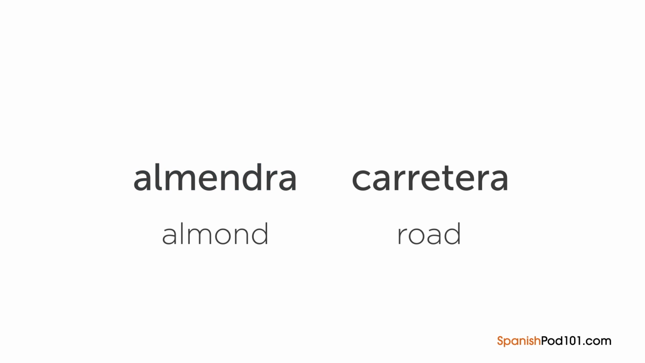Almendra. The word almendra, meaning almond, is pronounced al-men-dra. It's pronounced exactly the same as it's written. Almendra. The same thing happens with the word carretera, meaning road. Carretera, it's pronounced ca-re-te-ra. Exactly how it's written.